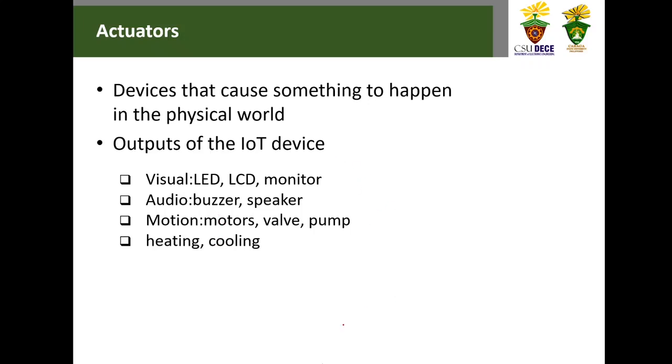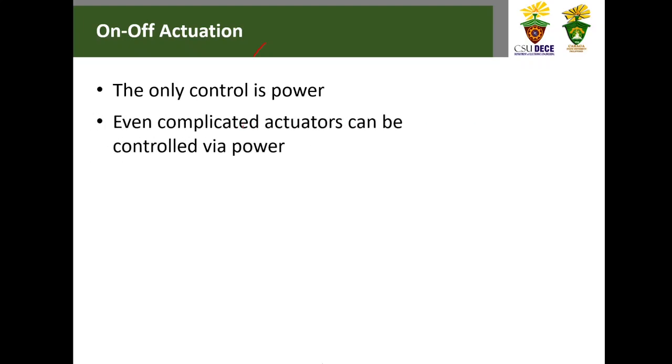So these actuators can be controlled by on-off actuation. This is a simple strategy to control actuators. The only thing that is needed for this type of actuation is power. Even complicated actuators can be controlled by power. As I have said, we can control the LED by turning it on or off. Also the buzzer, we can turn on or off, and the monitor, etc.